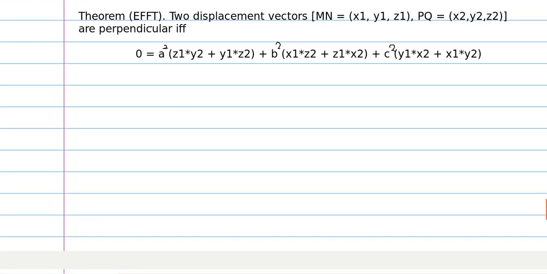We have the following theorem. It's called EFFT. This is an abbreviation of Evan's favorite forgotten trick, named after Evan Chen. So consider 2 displacement vectors, MN and PQ, which have the following coordinates, and remember that the sum of these coordinates equals 0. Then they are perpendicular if and only if the following equation holds.